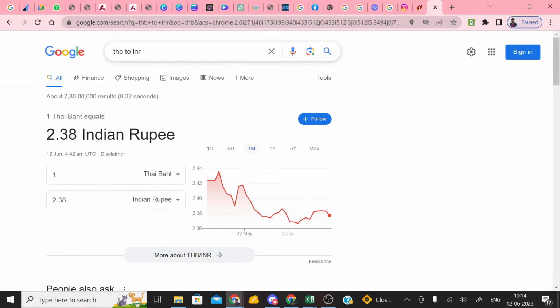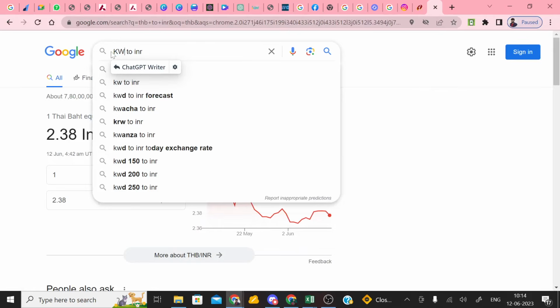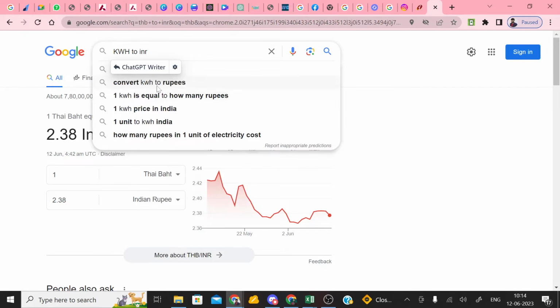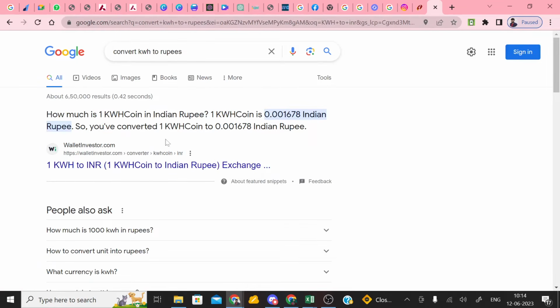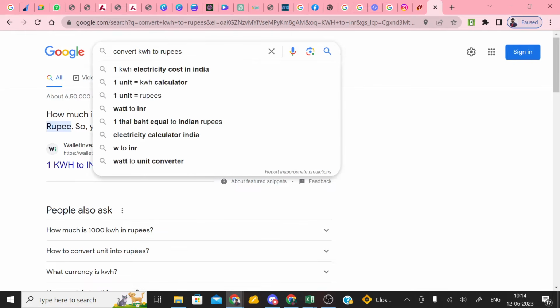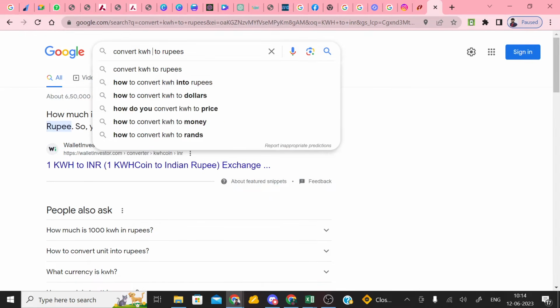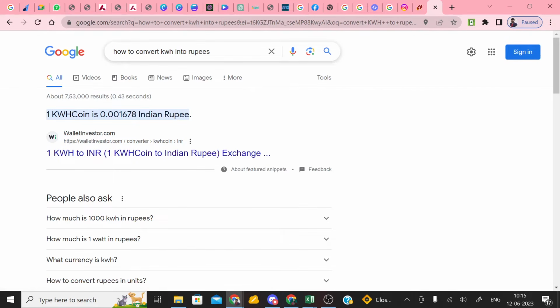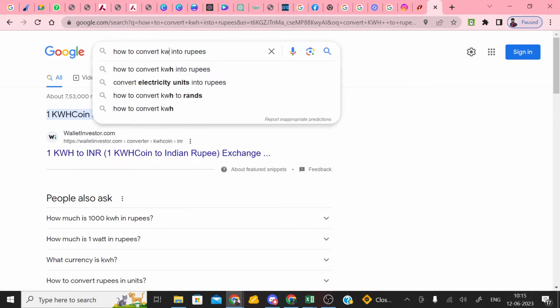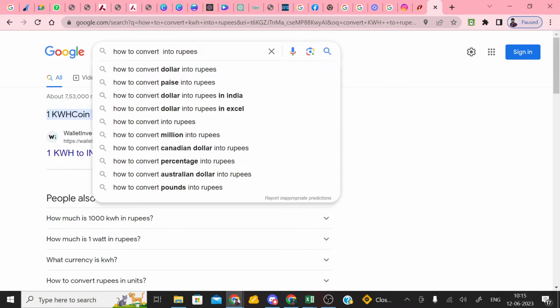KWH currency. Let me check it. I think it's not KWH. I'll take the Sri Lankan currency.